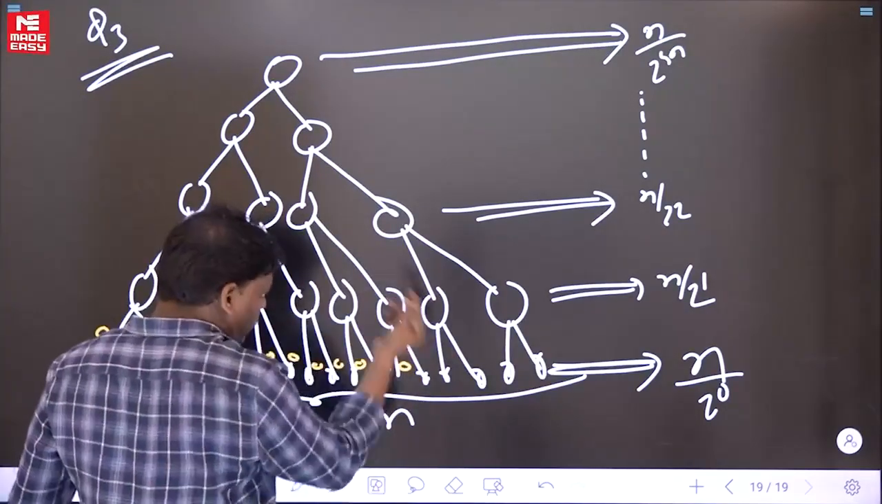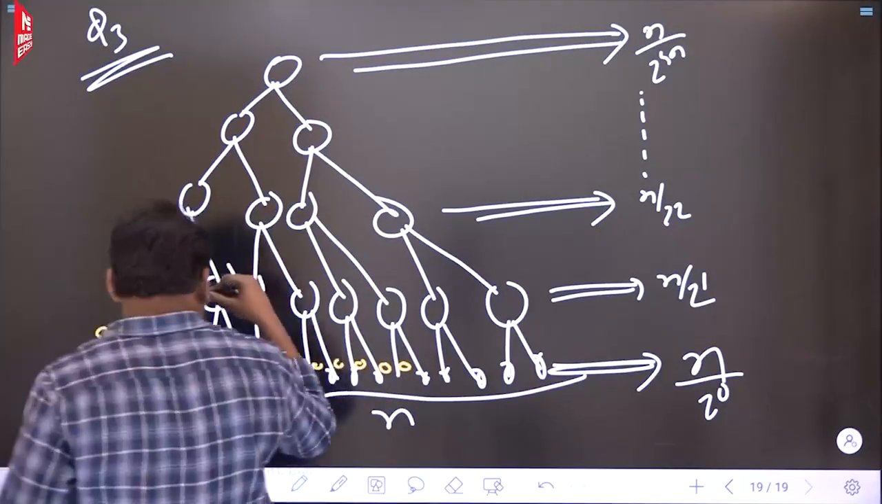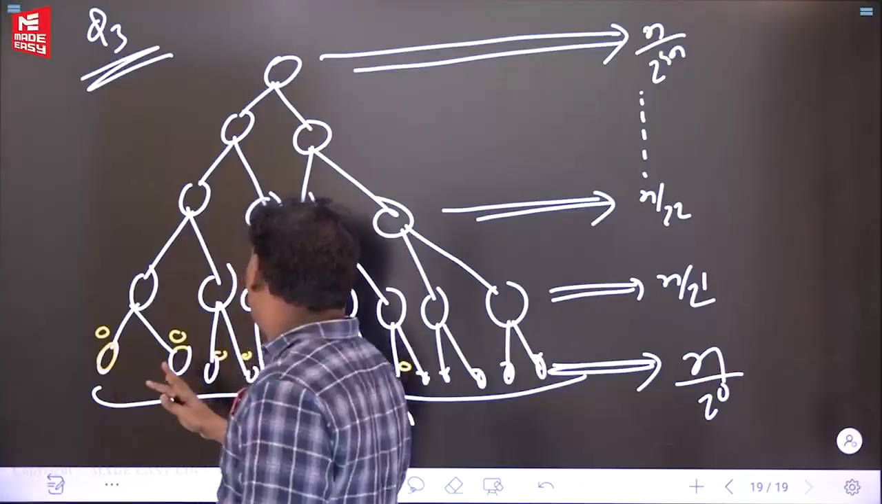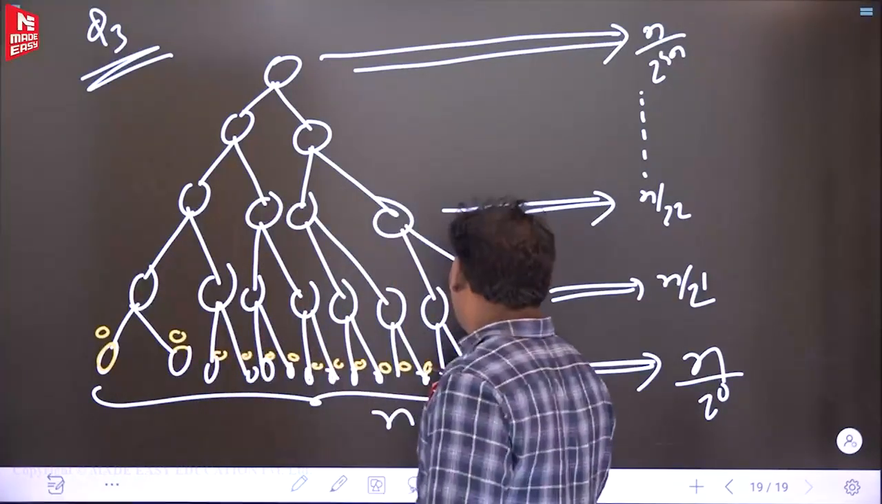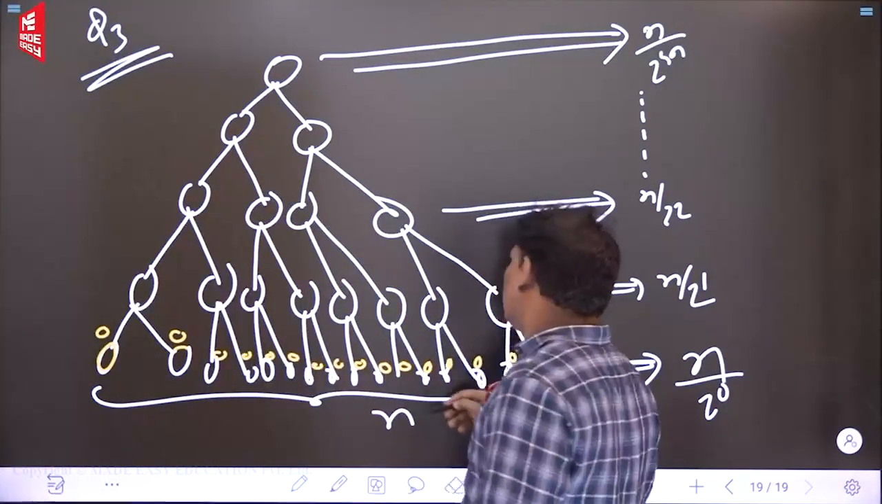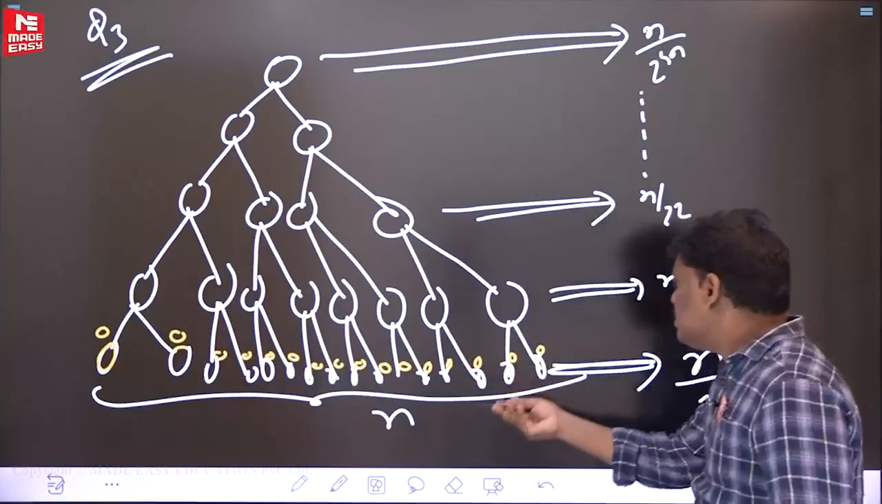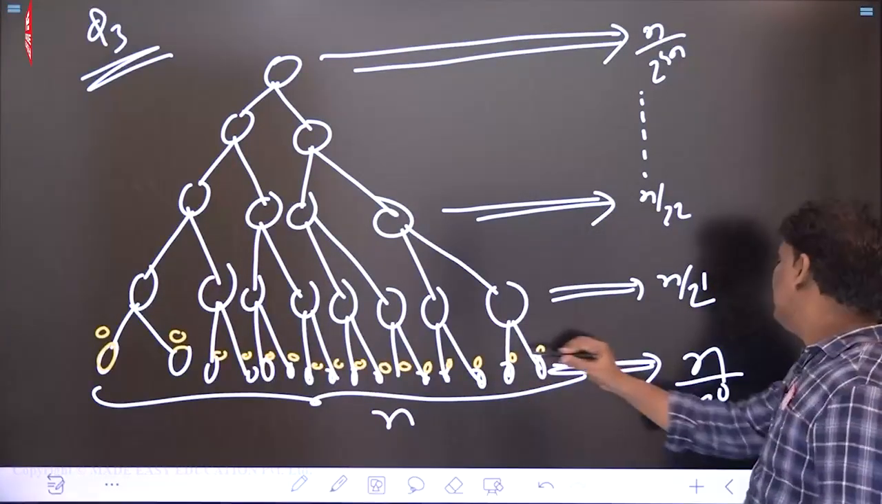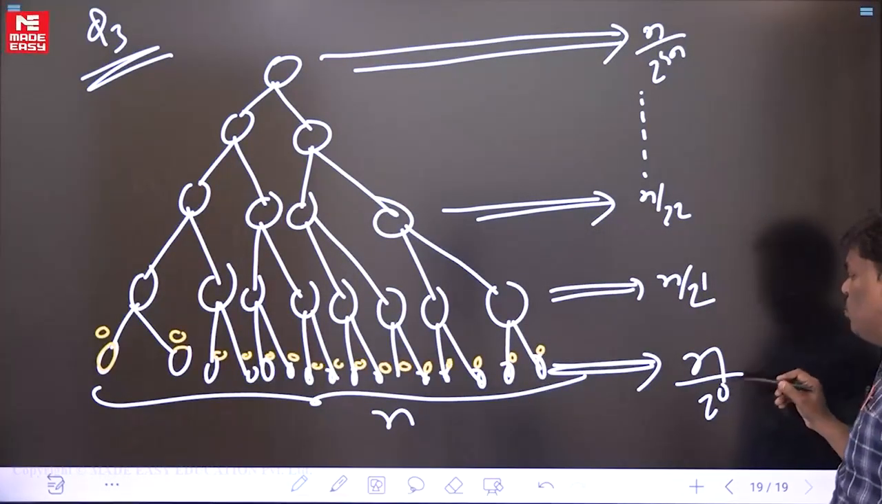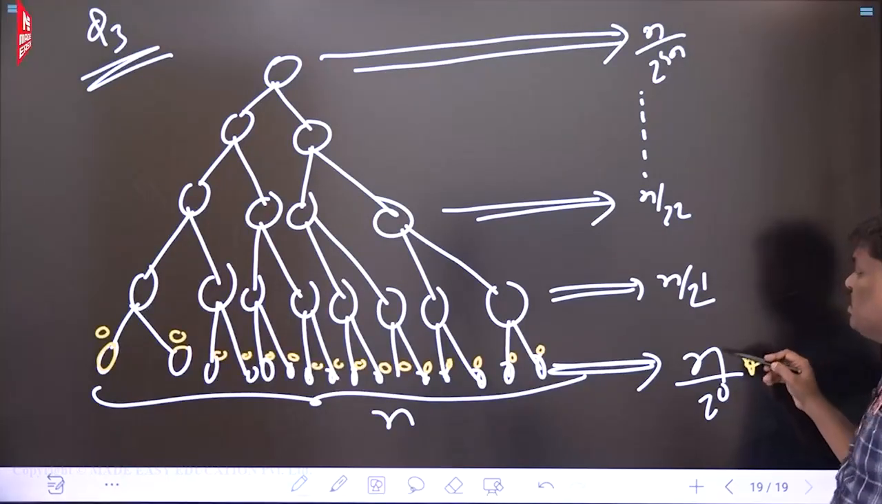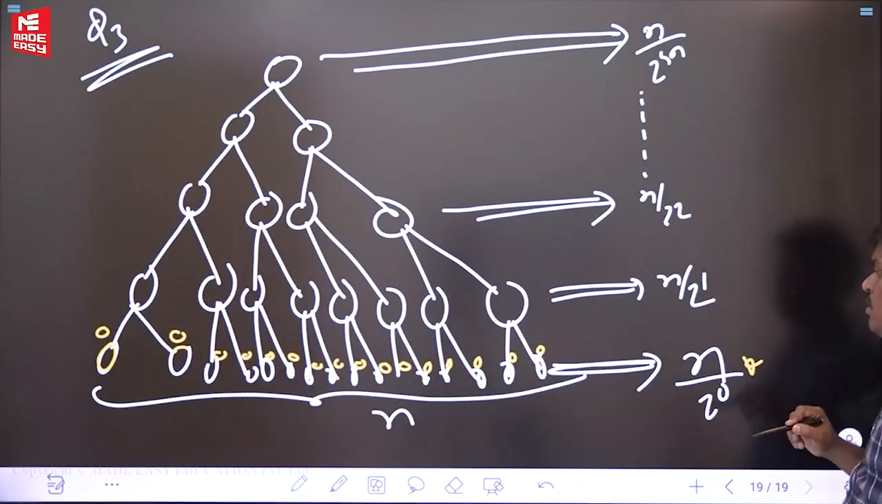Everywhere you apply g of x, the cost is the minimum of the number of leaf nodes on the left and right. Because these are leaf nodes, there is no cost, since no left or right exists. So how many nodes at this level? N by 2 power 0 nodes. What is the cost everywhere? Everywhere you apply g of x, whose cost is 0.